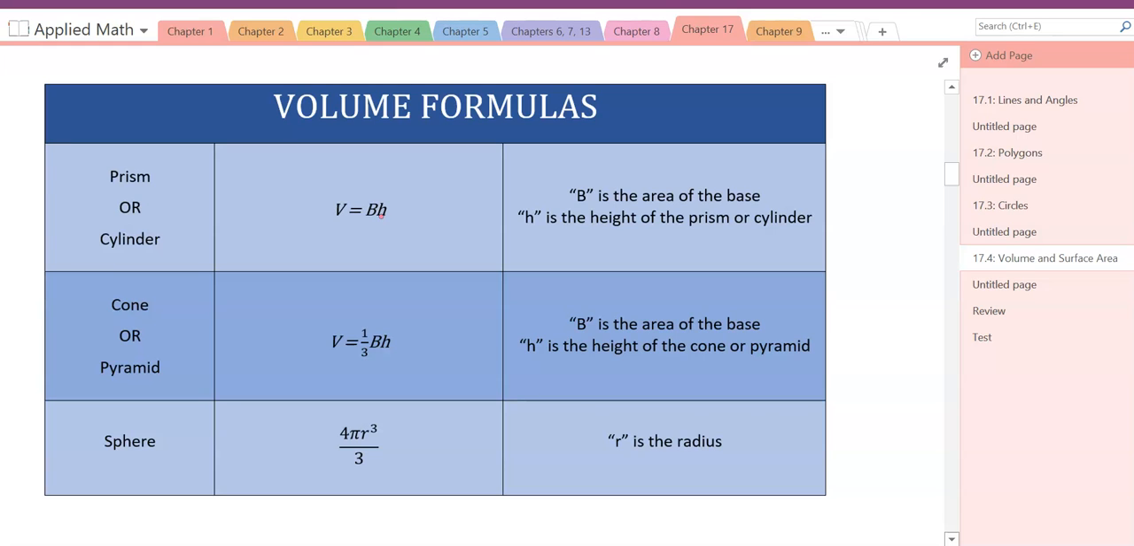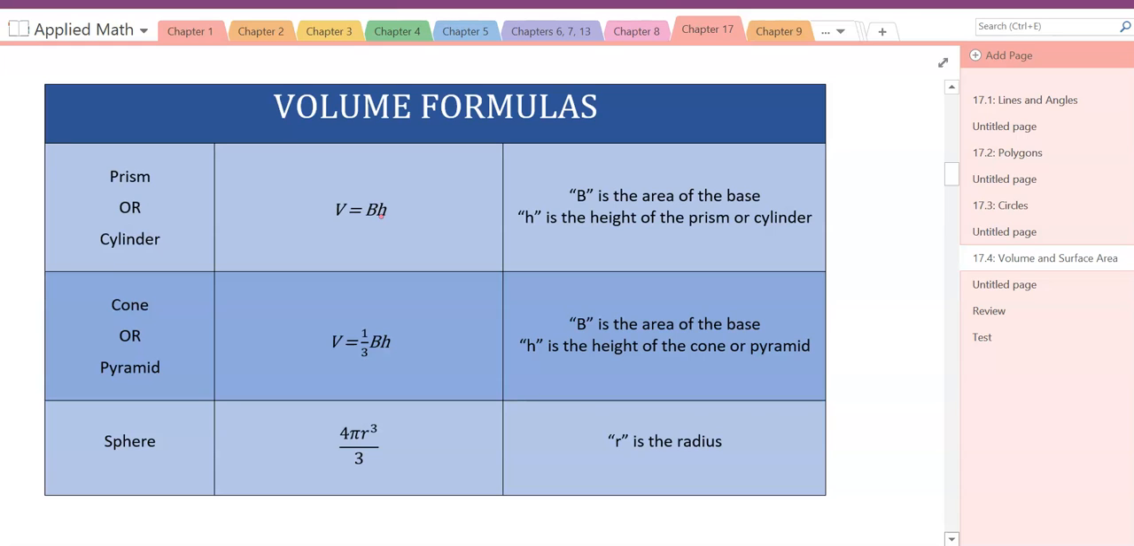Cones and pyramids also share a formula. And again, you'll have to figure out what your base shape is. For a pyramid, the base shape can change. It can be a rectangle, a square, or a triangle. A cone is always going to have a base of a circle. And then again, height is talking about the height of the cone, the height of the pyramid.